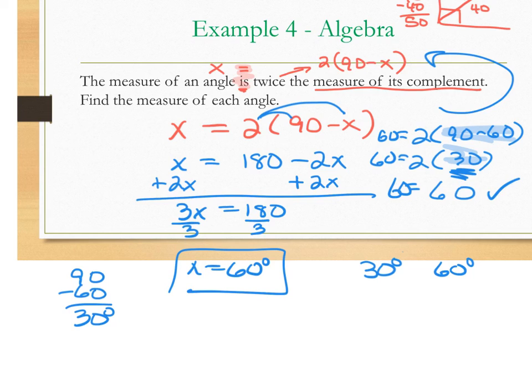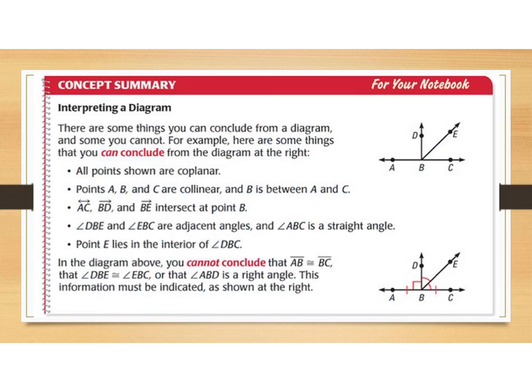Okay, next one, just interpreting a diagram. So when you're interpreting a diagram, there's some things that you can conclude from a diagram and some things that you cannot. So for example, in this picture, we can conclude that all points shown are coplanar. We could also see that A, B, and C are collinear. We could also say that AC, BD, and BE are all intersecting at point B. We could see that these are adjacent angles. We could also say that ABC is a straight angle.